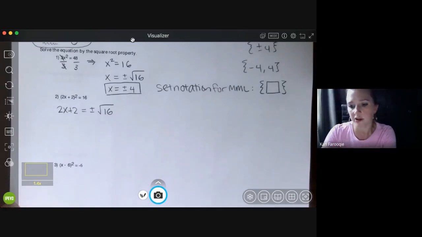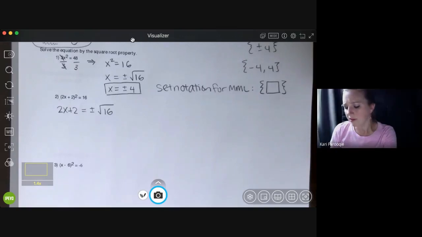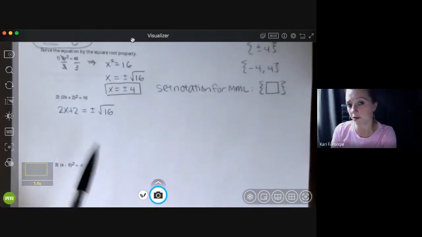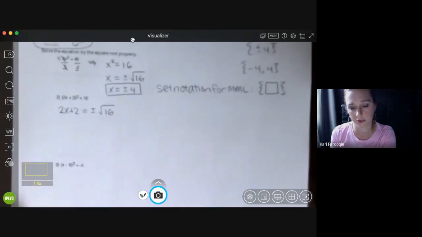Do you guys have any questions at this point? At the beginning, I thought you could double it, like 2x plus 2 times 2x plus 2. That wouldn't work, right? Well, that's kind of what I was saying that students want to do right off the bat when they see this. They want to square it out. So yeah, you can, but as soon as you square it out, you're no longer using the square root property. You would have to use a different property at that point.